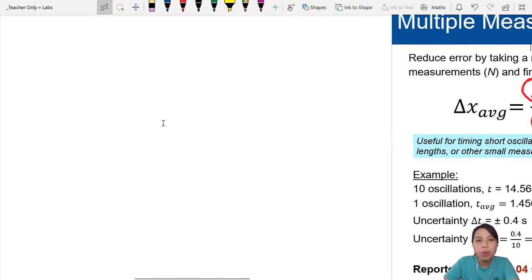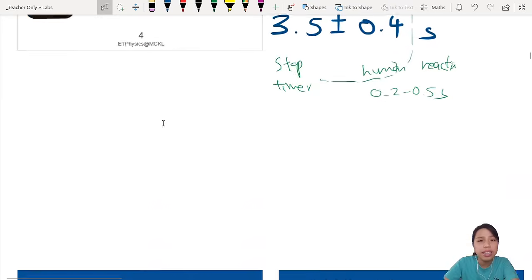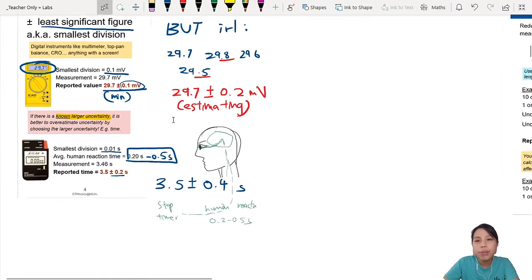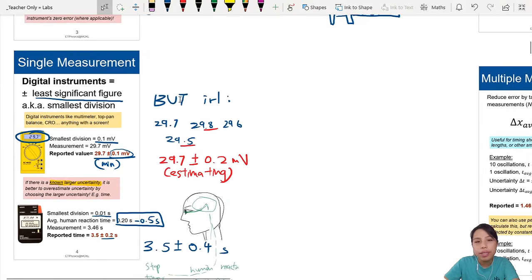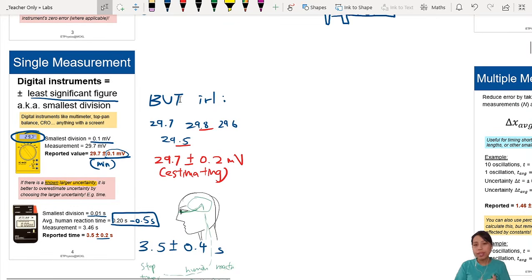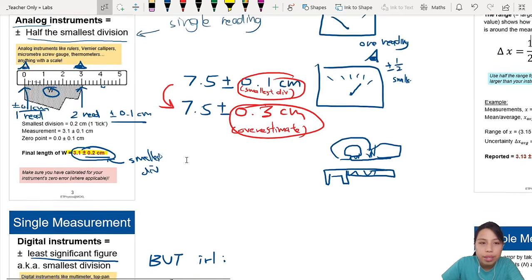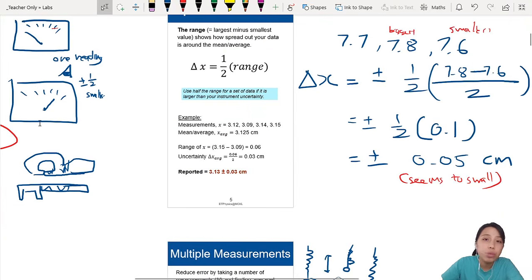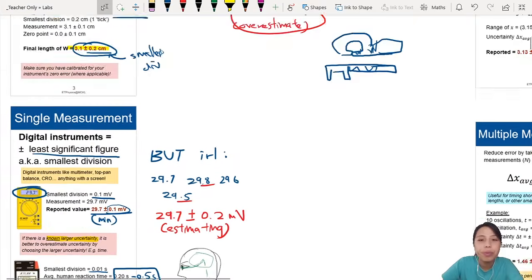So that's the whole bit about uncertainty and things like that. Hopefully when you try estimating, don't be too afraid to estimate a little bigger. It's okay to estimate a little bigger. And of course, these are just guidelines for the minimum. If you use the smallest division, that's the minimum you can go.